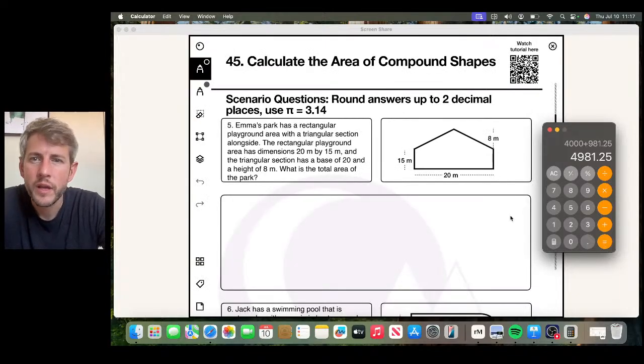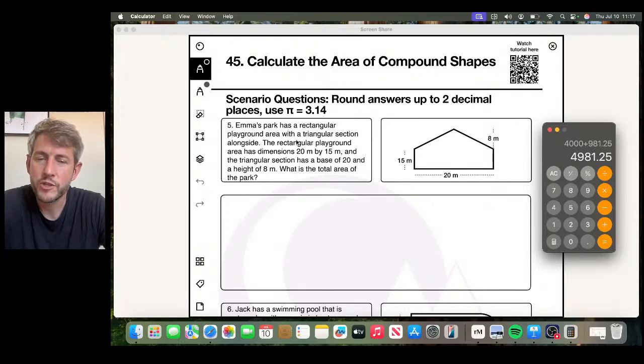Okay, so here we go. Question 5 says, Emma's Park has a rectangular playground area with a triangular section alongside. The rectangular playground area has dimensions 10 metres by 15 metres and the triangular section has a base of 20 metres and a height of 8 metres. What is the total area of the park?